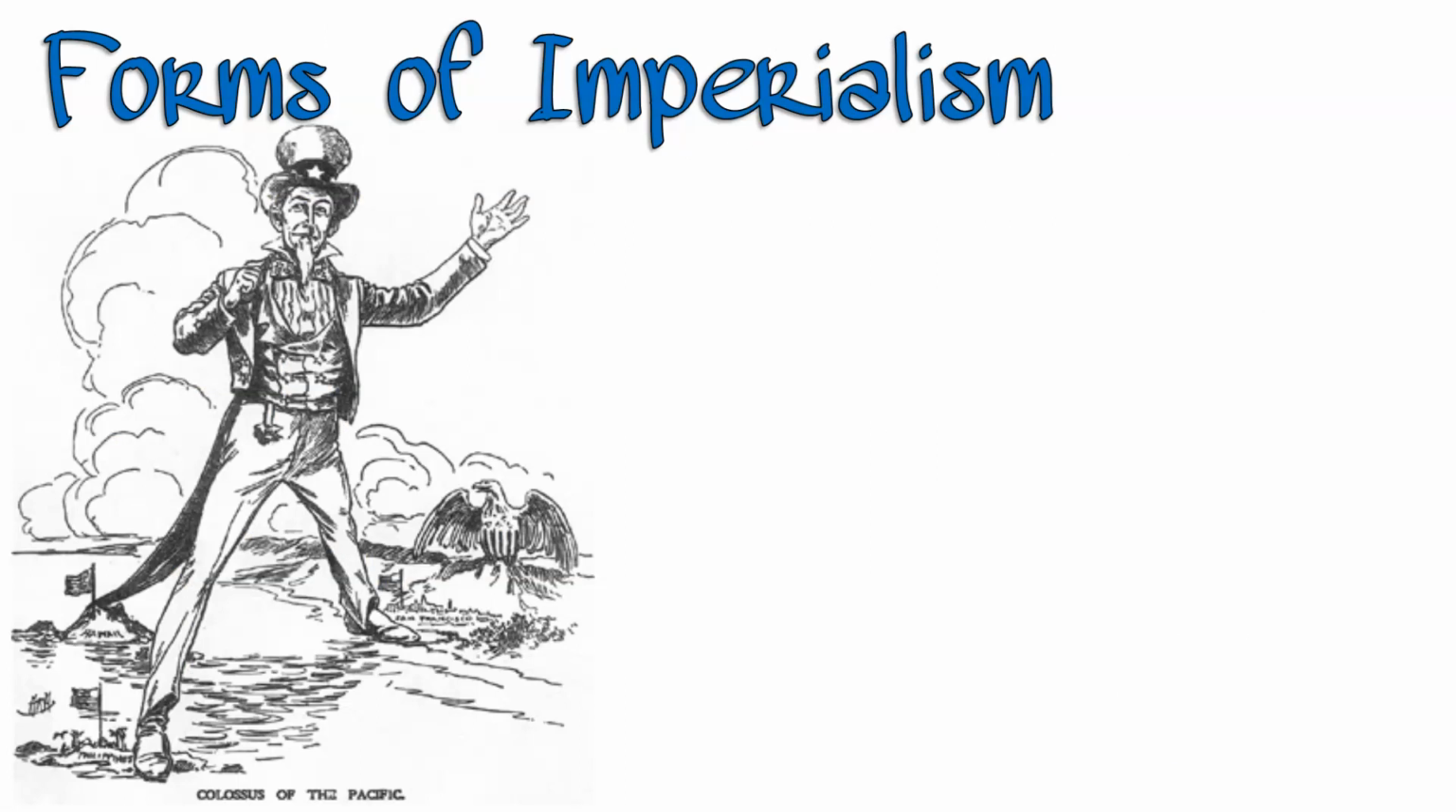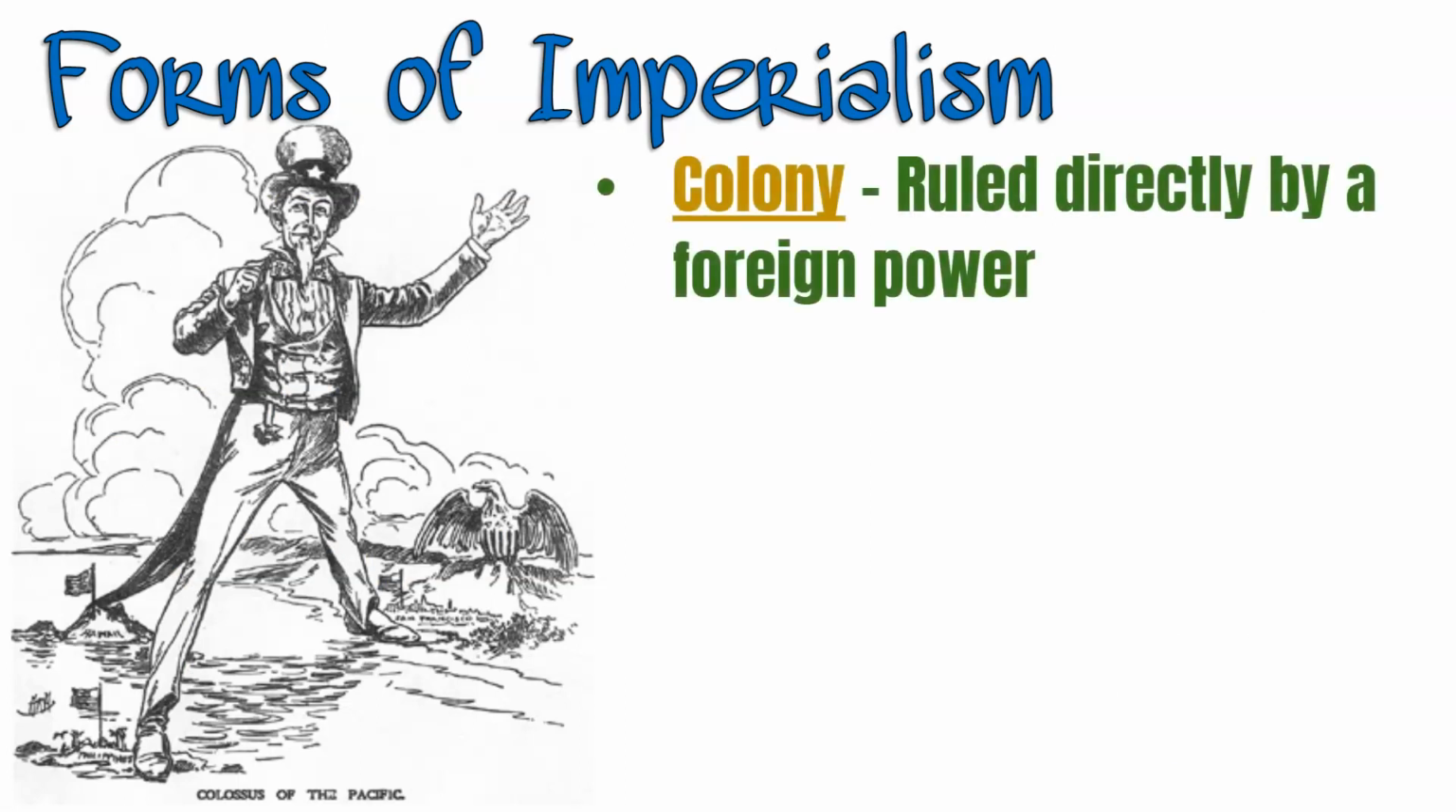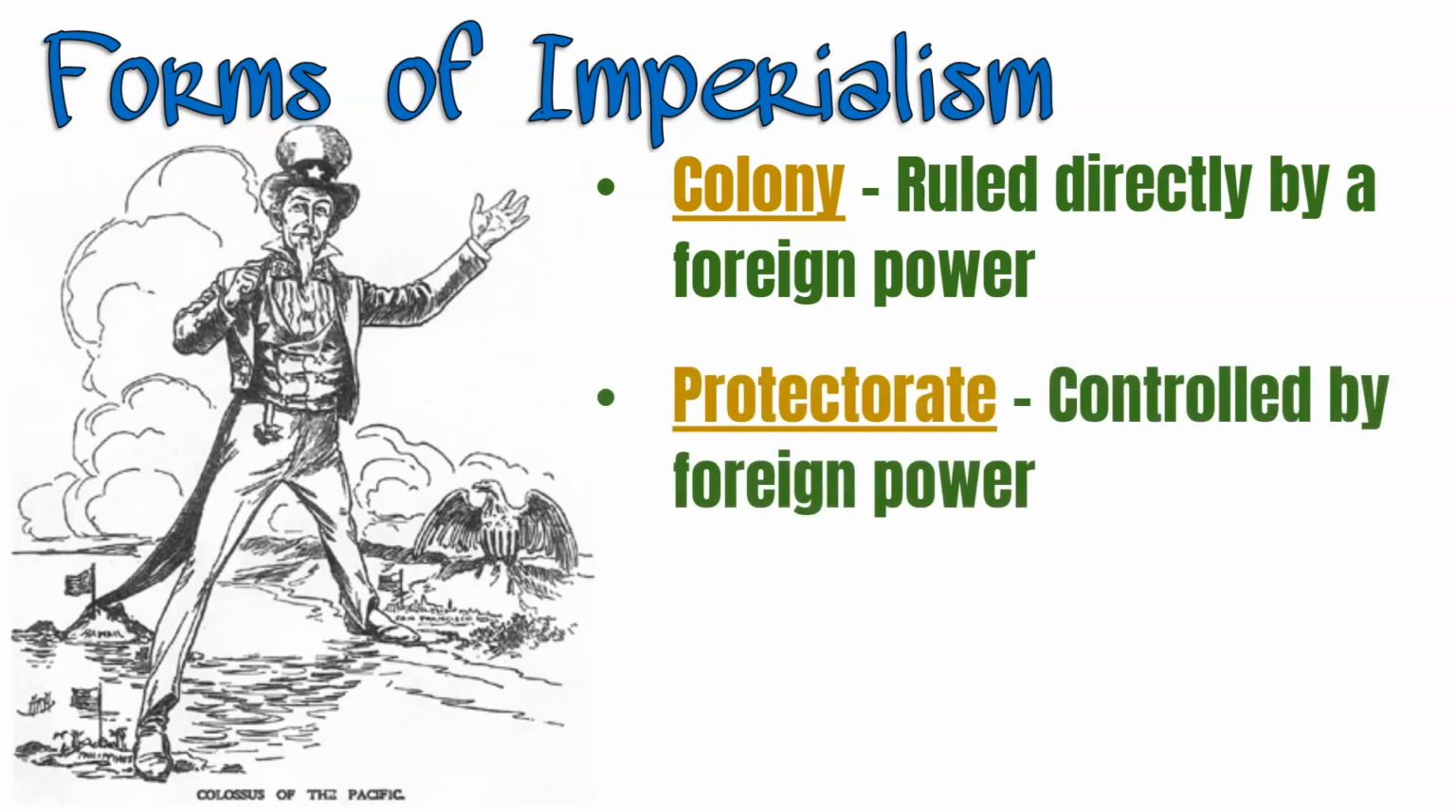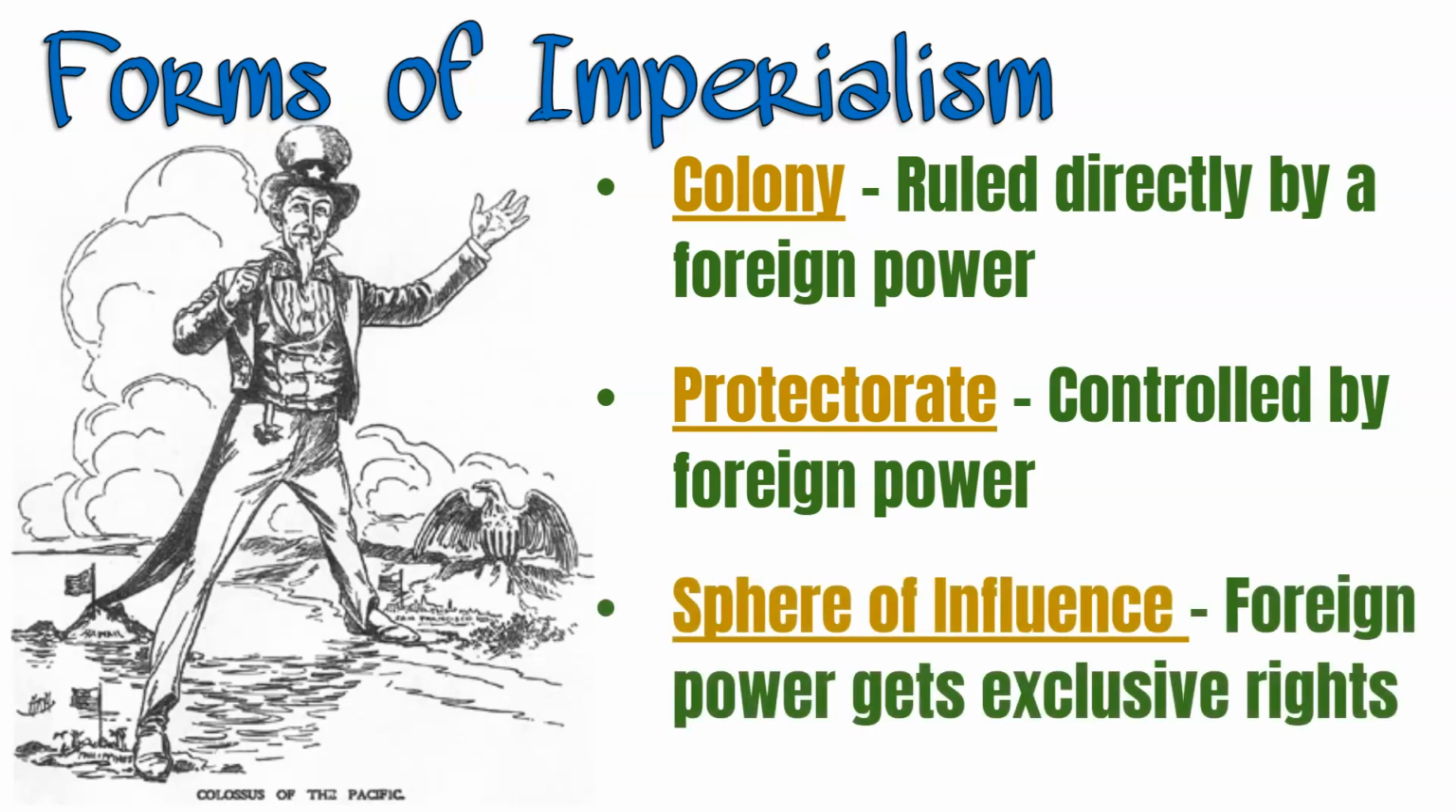So there's a few different forms of imperialism. One, there's a colony, where it's ruled directly by a foreign power. Two, a protectorate, where it's controlled by a foreign power. And three, a sphere of influence, as we've already defined, a foreign power getting exclusive rights to have control in an area, but it is typically still run and operated by the native country and the native people themselves.